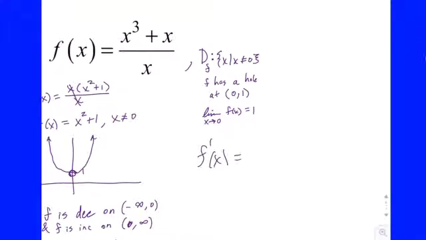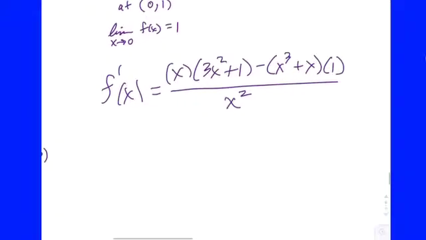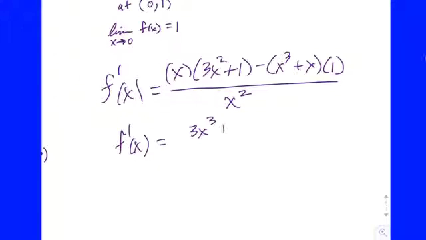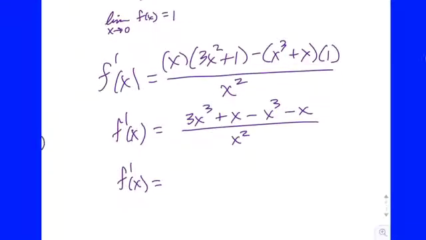So Hodie, here we got ho, d hi is 3x squared plus 1, ho d hi minus hi, and then d ho is 1, all over ho ho. So if you simplify that, f prime of x, expanding it, you get 3x cubed plus x minus x cubed minus x all over x squared. This would be someone who's like a robot and they're just jumping in, must take derivative, right? They haven't really thought about it beforehand. 2x cubed, and your x's cancel, so you're left with x squared.